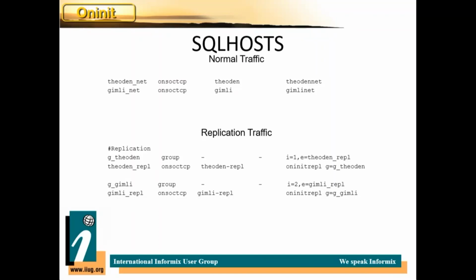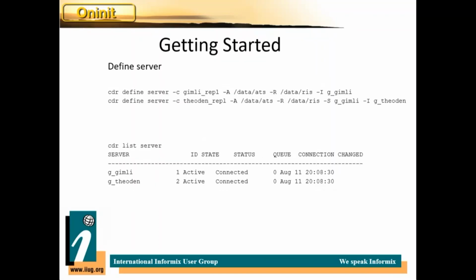So how do we actually define the CDR itself? Again, it's fairly straightforward. We run a command called cdr define server, looking at the top line here. This will define the master, for want of a better term. So this is cdr define server; we're going to connect to Gimli REPL. We've got a couple of options there we'll come back to briefly. And then we're going to initialize G_Gimli. This will create the CDR database and populate it with all the relevant tables, et cetera.